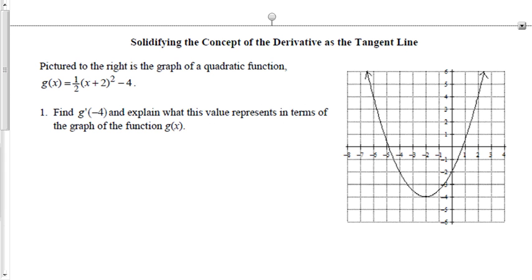So we're given a graph that's a quadratic function. The question asks us to find g prime of -4 and explain what this value represents in terms of the graph of the function g of x. So first thing I want to do is write g of x in polynomial form, take the derivative, and then we'll substitute in that when x is -4, and we'll find out what that is.